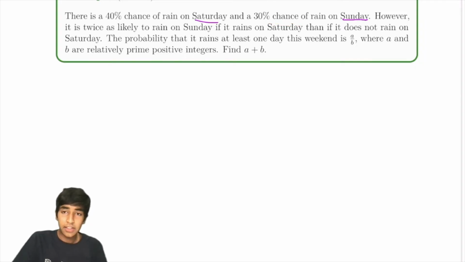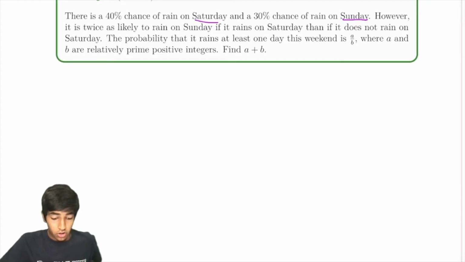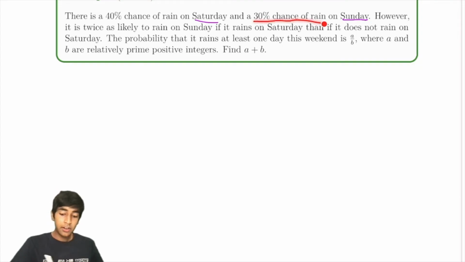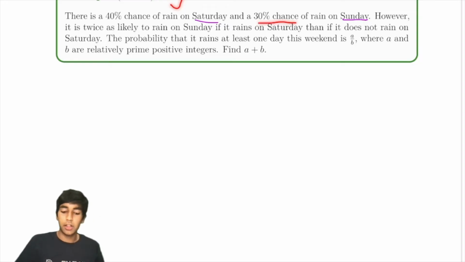The key thing here is that this is the overall probability. It's the overall probability. So, because it's the overall probability, it does not necessarily mean that if it does rain on Saturday, there's going to be a 30% chance of rain on Sunday, and if it doesn't rain on Saturday, there's a 30% chance of rain on Sunday. This is just the overall percentage. That's all.